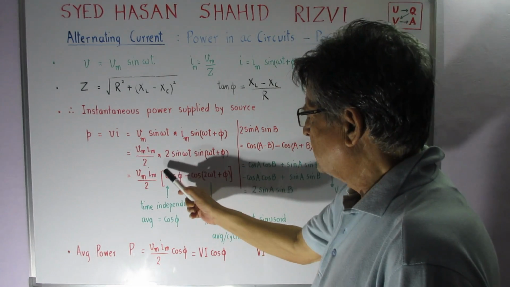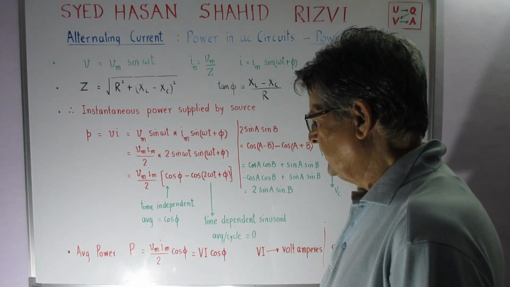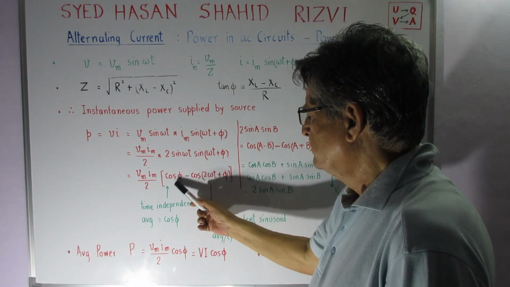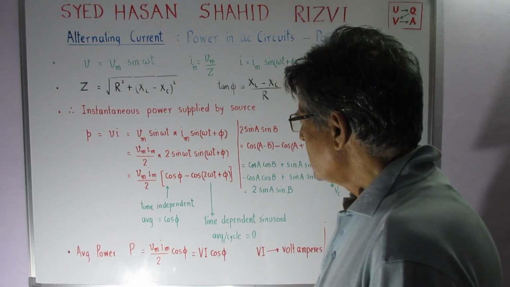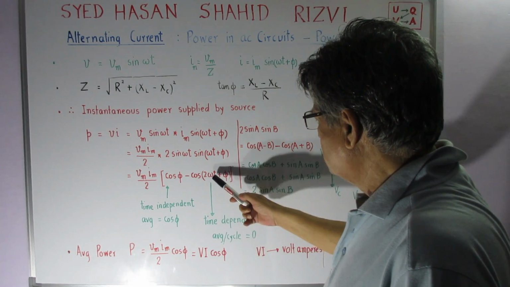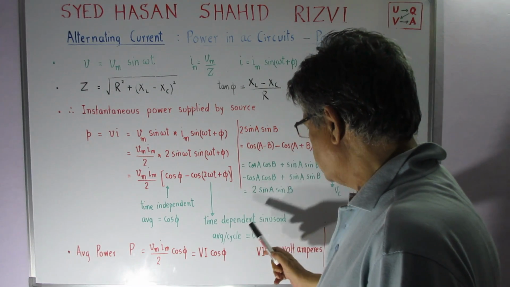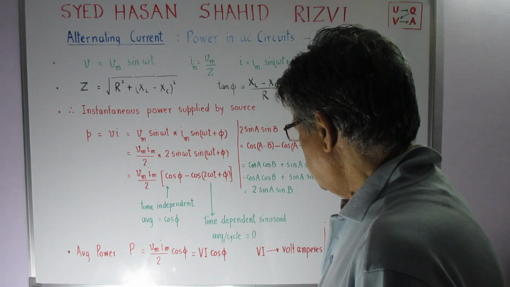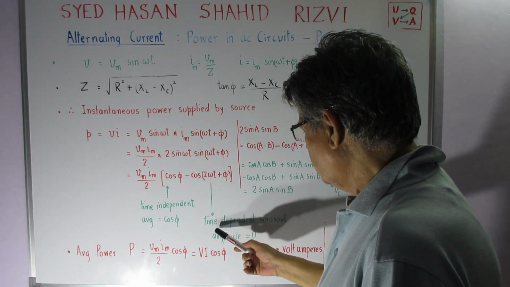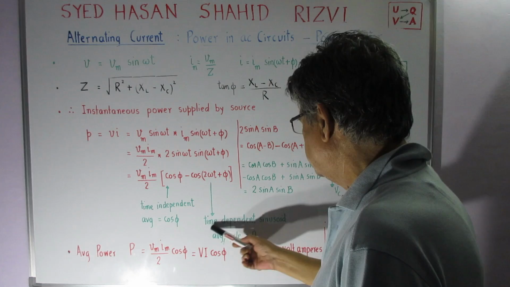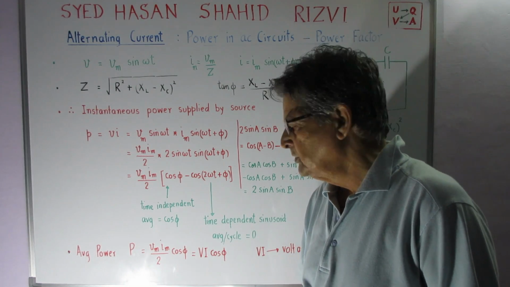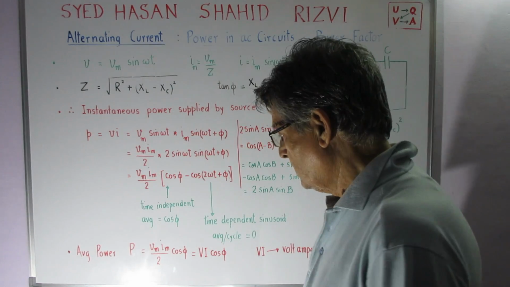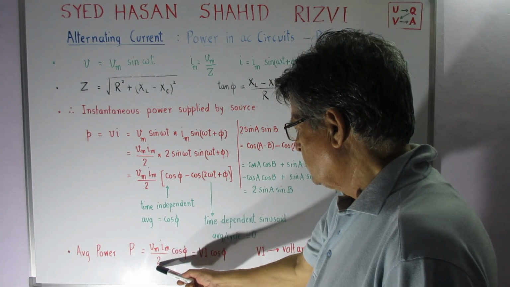Now look here, for this part, cos of phi is a constant, it is independent of time. Anything independent of time, the average value remains the same. Whereas this part, cos of (2 omega t plus phi), is a time dependent sinusoid with a frequency equal to 2 omega. The average for a sinusoid like that over a cycle, I have shown it several times, is equal to 0. So this part becomes equal to 0 when we take the average power over a cycle. Then capital P is equal to Vm Im upon 2 cos of phi.